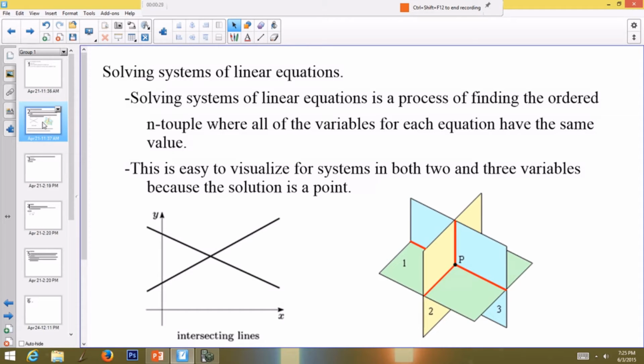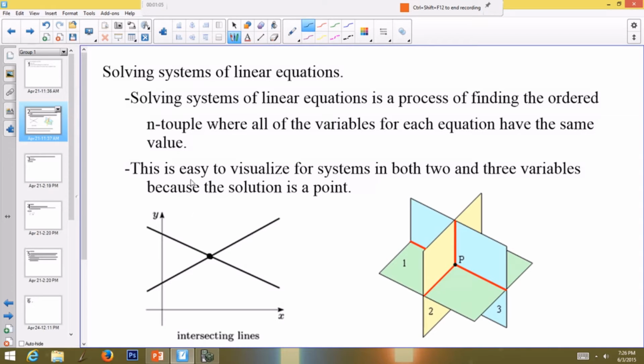Now, solving systems of linear equations is a process of finding the ordered n-tuple where all of the variables for each equation have the same value. This is fairly easy when we're visualizing equations in 2 variables and 3 variables. 2 variables would give you a line, so you'd have 2 equations with 2 variables each, and the solution of that system would be this point right here.